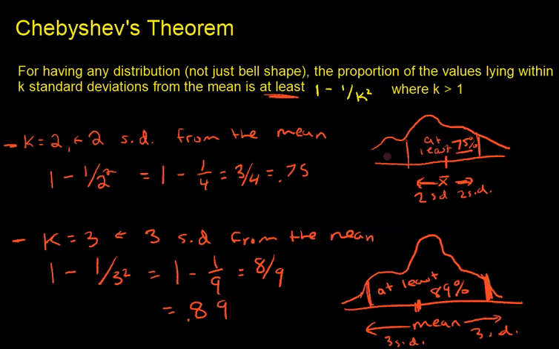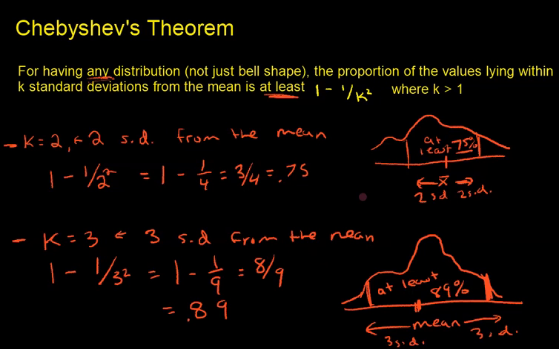Remember, the empirical rule said that the percentage within 2 standard deviations from the mean was 95%. And 95% is at least 75%, right? The reason the empirical rule is able to be more specific is because it assumes the normal distribution, whereas Chebyshev's theorem is for any distribution.